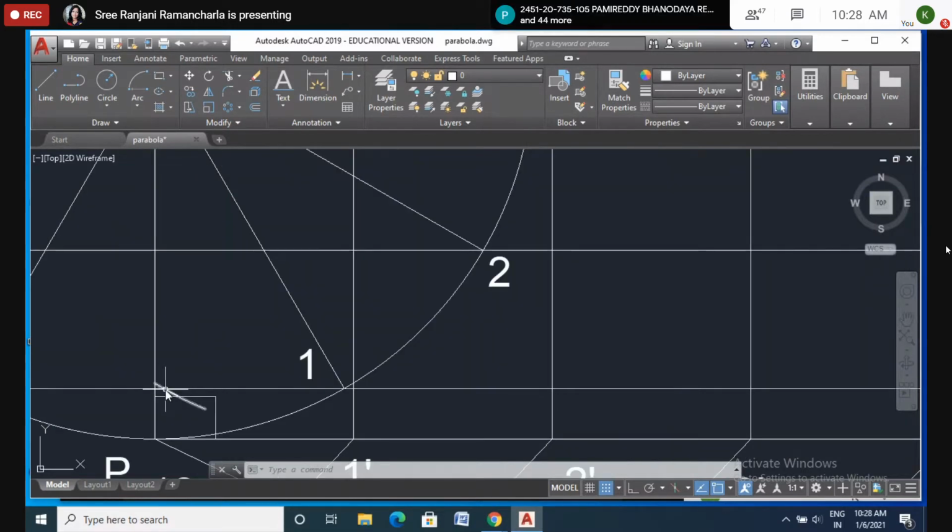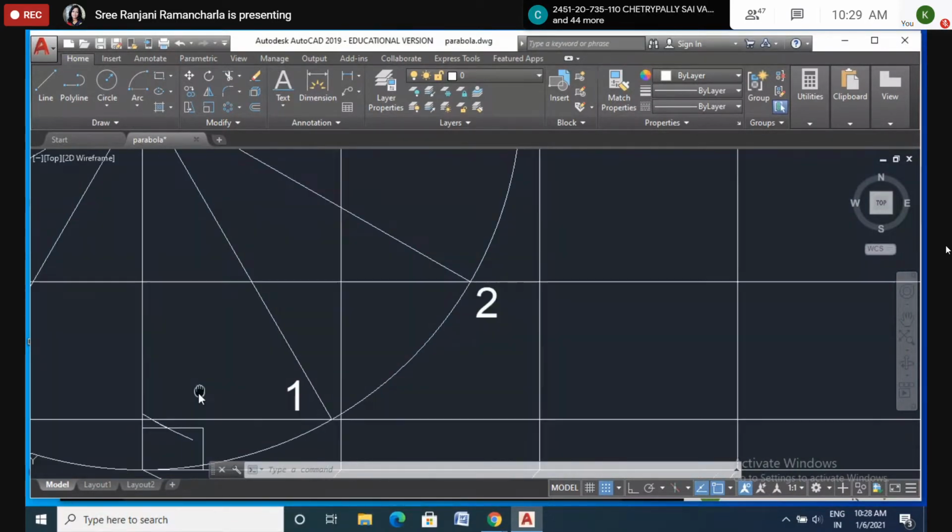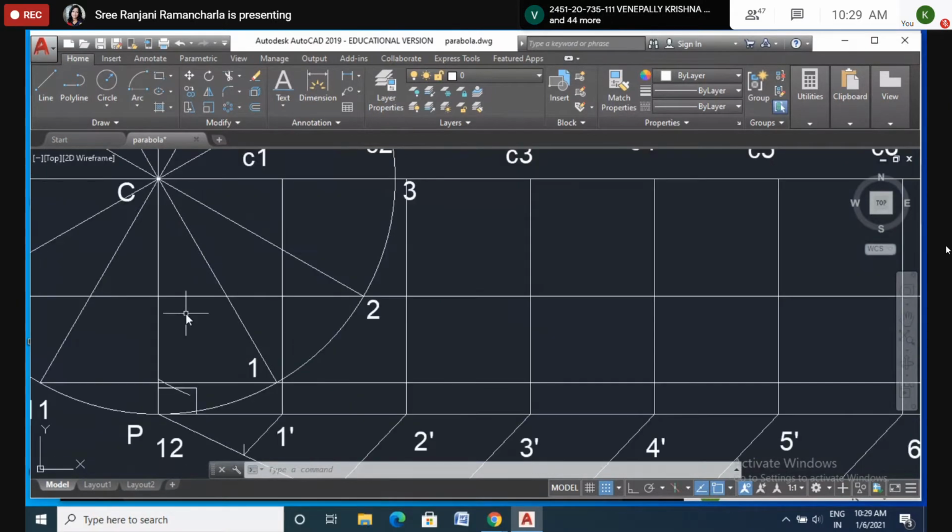So it will cut here, on this side only, compared to this vertical line. It will not cut here. If it is cutting here, your drawing is not so good.